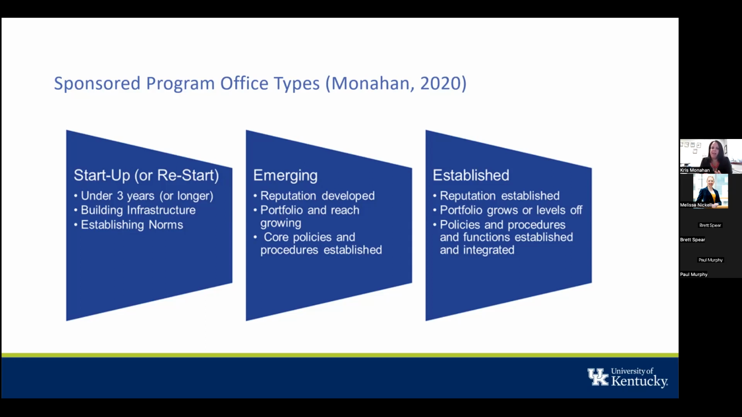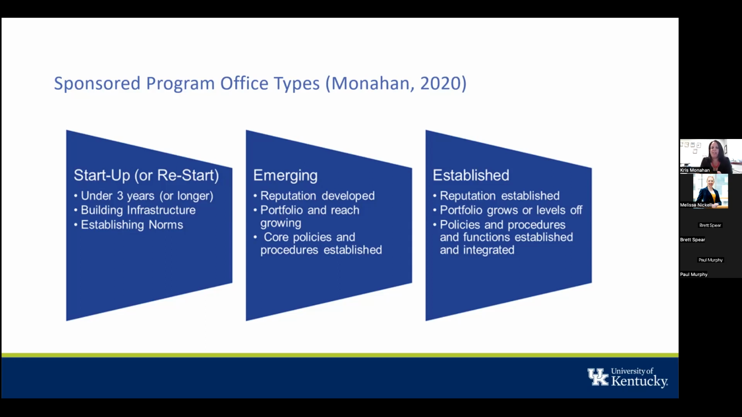The next group I would say are emerging. I won't put any particular time level on it, but by emerging, I mean your reputation has been developed as an office. Your grant portfolio and reach are growing. You have some core policies and procedures established. Faculty know that there's a routing process. You've got core research policies in place, but you still haven't reached your potential. There's still more to be done.